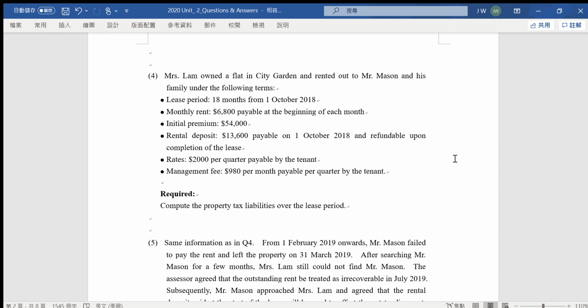The rental deposit payable is 13,600, and that is refundable upon the completion of the lease. Rate 2,000 per quarter is payable by the tenant. Now this is paid by the tenant, that's why the owner cannot claim a deduction on the rate. Management fees are also paid by the tenant, and that is not considered. Because the tenant enjoys the management service, and she paid the management fee, settling her liabilities, nothing related to the owner. That's why we can work out the property tax liability over the lease period according to the rule.